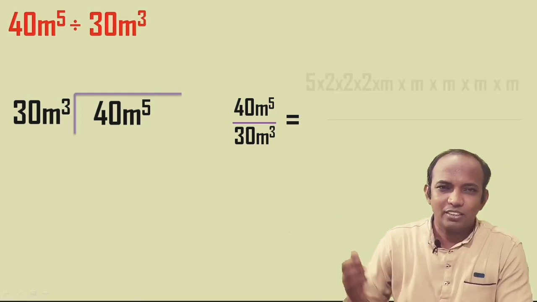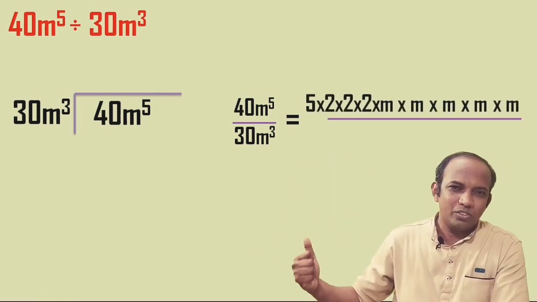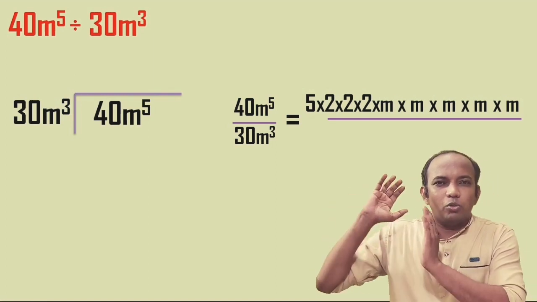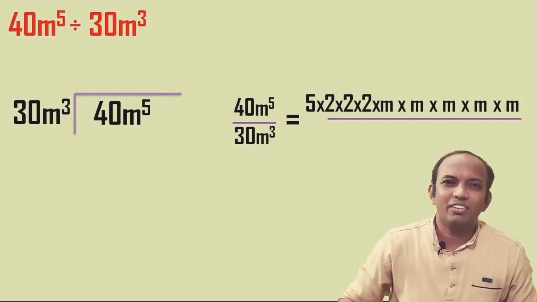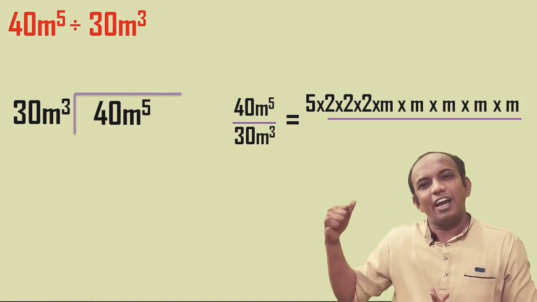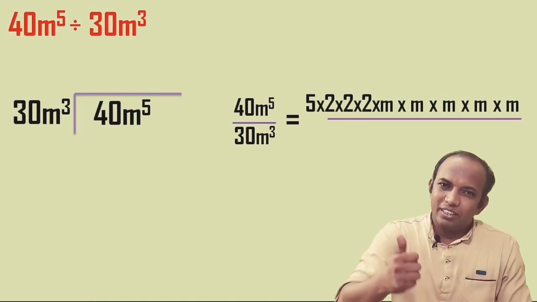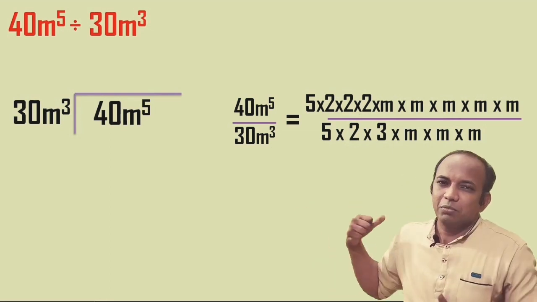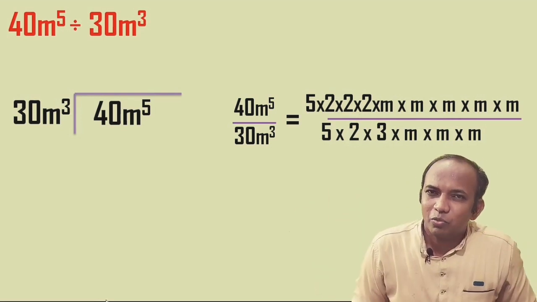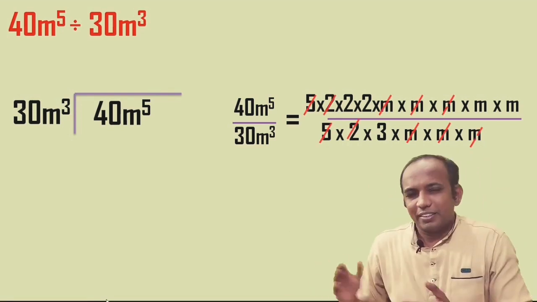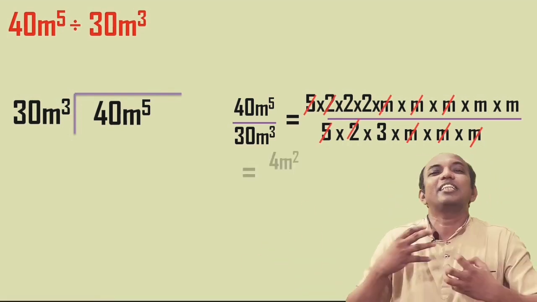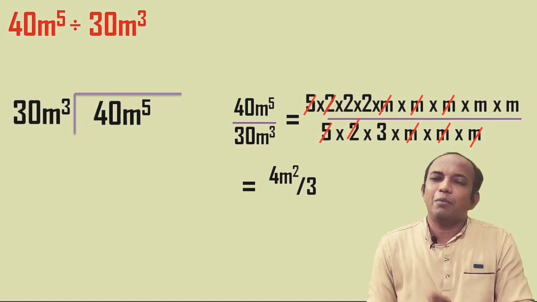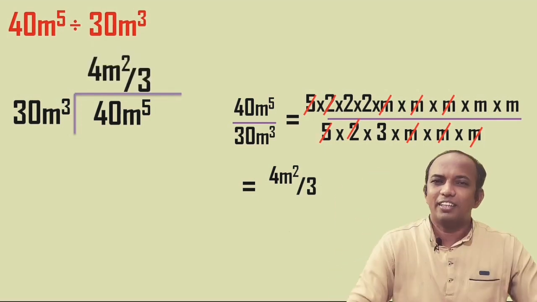So here are the prime factors: 5 into 2 into 2, that gives you 20, again into 2, that gives you 40, right? So 3 times 2, 1 times 5 together gives the answer 40, and then we have 5 times m, right? The whole upon, for 30 we have 5 into 2 into 3 and then 3 times m. And now here is the cancellation, and after that the remaining part, that is 4m square, the whole upon 3, is nothing but the quotient for us, right? So this quotient must be multiplied by 30m cube to get the final result, right?